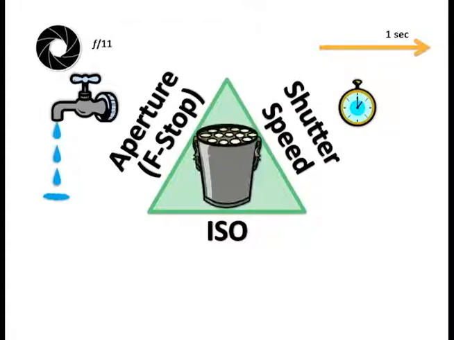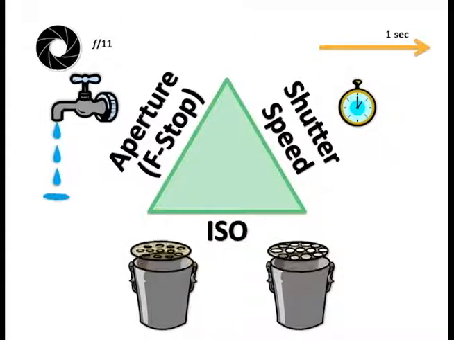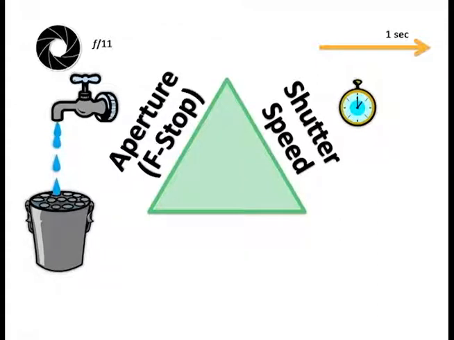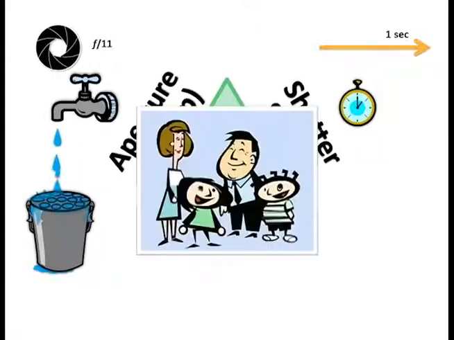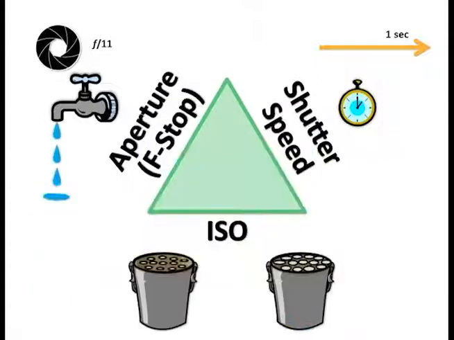ISO would be the lid on the bucket you are trying to fill. The lid's holes allow for clean water to collect in the bucket while filtering out the dirt or impurities in the water that would make an image grainy and full of noise pollution. So a low ISO would be a lid with small holes in it.